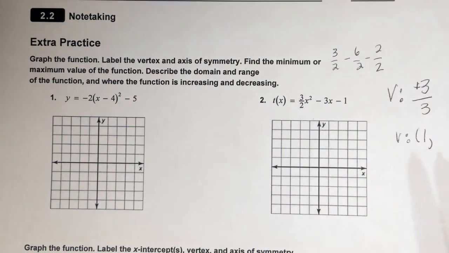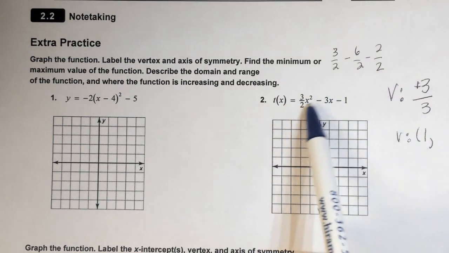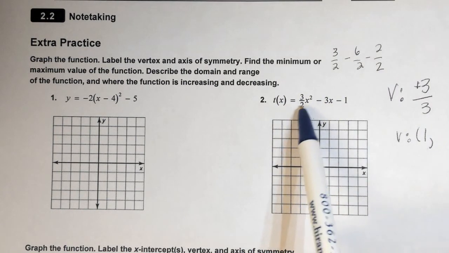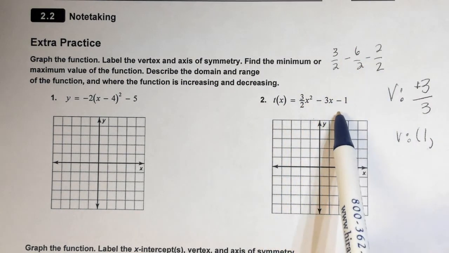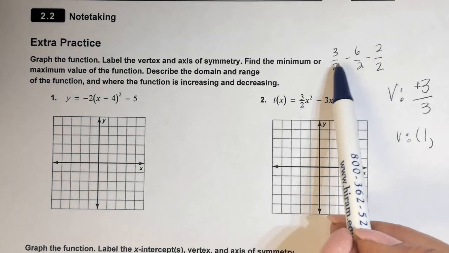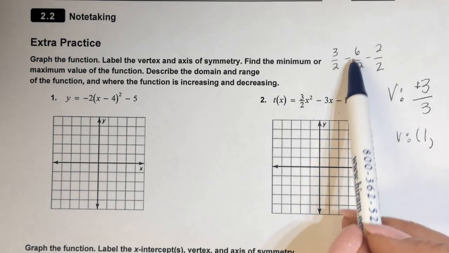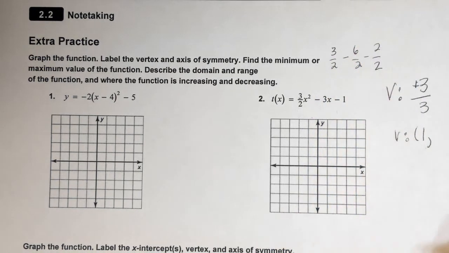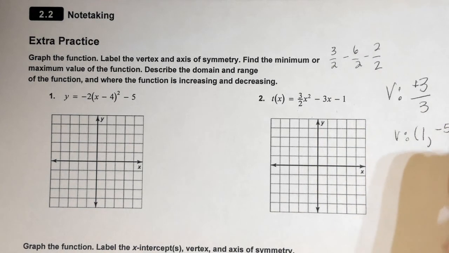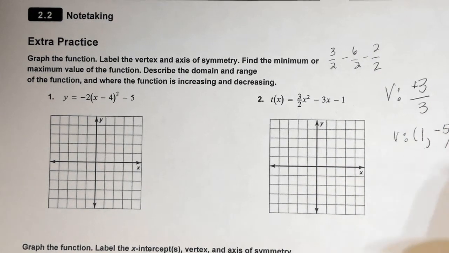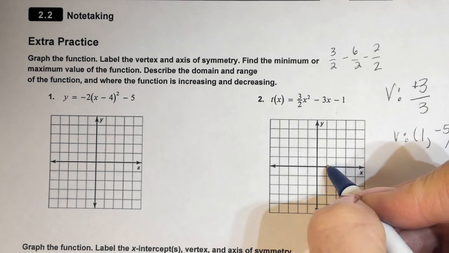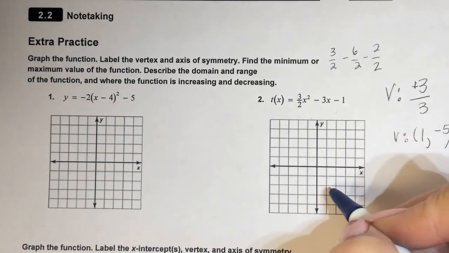Why in the world am I doing that? Common denominator as I go. Another name for 3, 6 halves. Another name for 1, 2 halves. 3 minus 6 is negative 3. Minus 2 is negative 5 halves. So here's our vertex. At 1, negative 2.5.